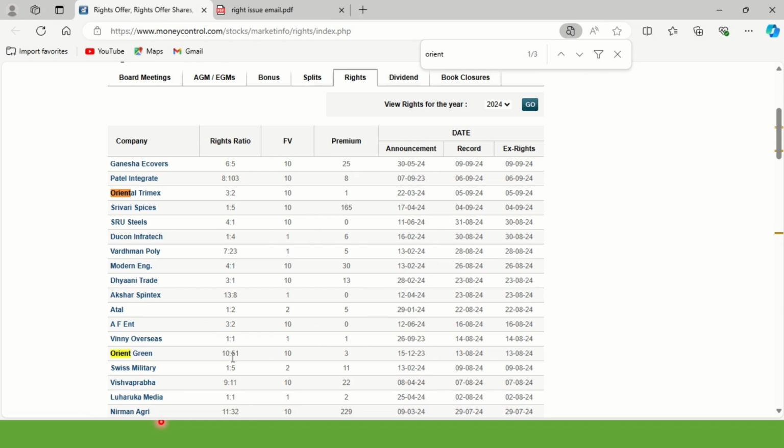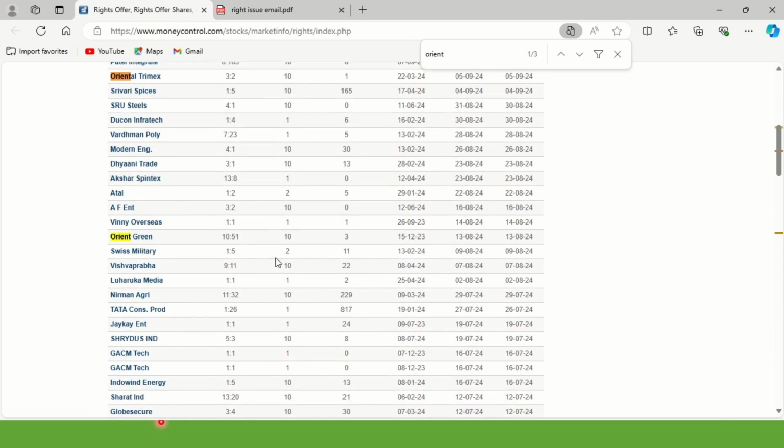They have given the ratio as 51 is to 10. This is the ratio, and 13/8, that is 13th August, will be the record date. They announced in December 23, but the record date is in August. See how many months' duration there is. So what is the proportion? If I am holding 51 shares, I am eligible to get a rights issue of 10 shares. So additionally I will get 10 shares.